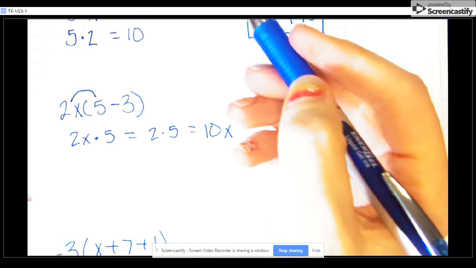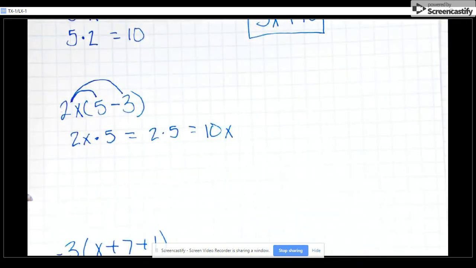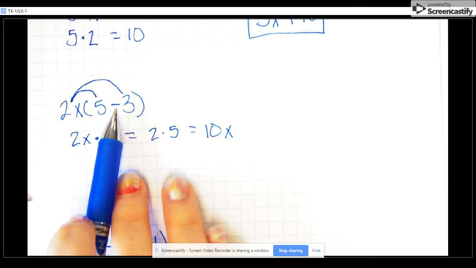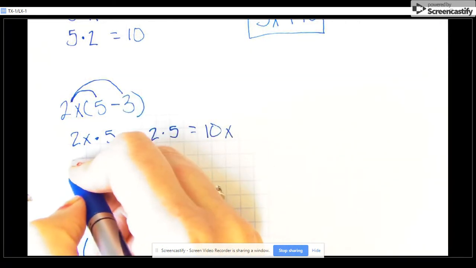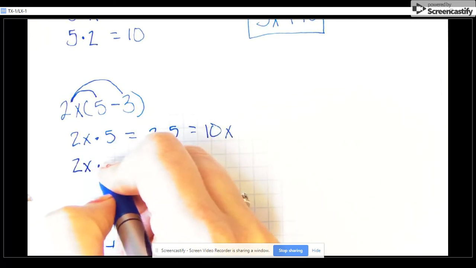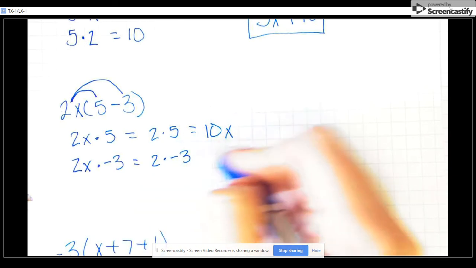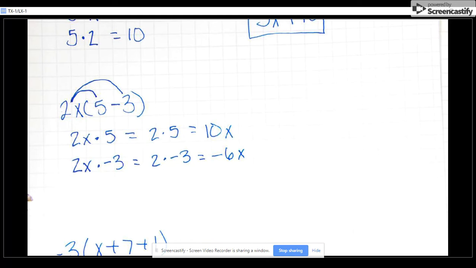Now I'm going to do the same thing by multiplying the 2x by the negative 3. Notice how I made this 3 negative. Even though this is subtracting, it is still negative. Subtracting and negatives are the same thing. So I'm going to do 2x times negative 3, which is just like saying 2 times negative 3 with that x at the end. So 2x times negative 3 is negative 6x.